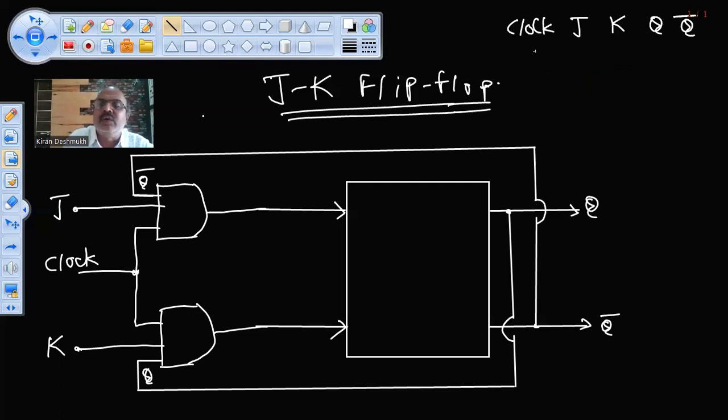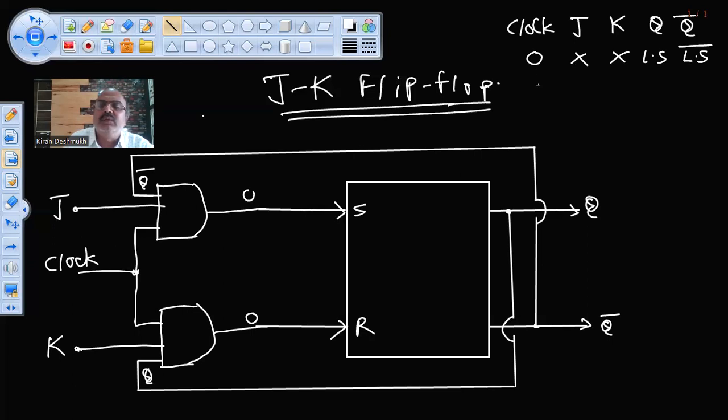If the clock is 0, then both the AND gates' inputs will be 0. This is R and S with clock. Whatever may be your J and K, if R and S both are 0, 0, it will enter into the last state. So if the clock is 0 and whatever may be your J and K inputs, the outputs will remain in the last state.